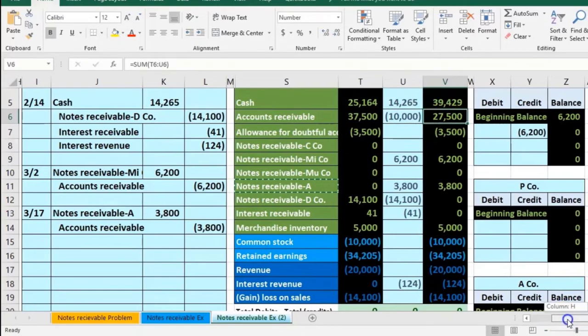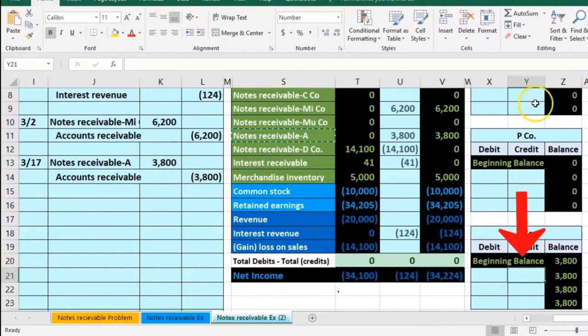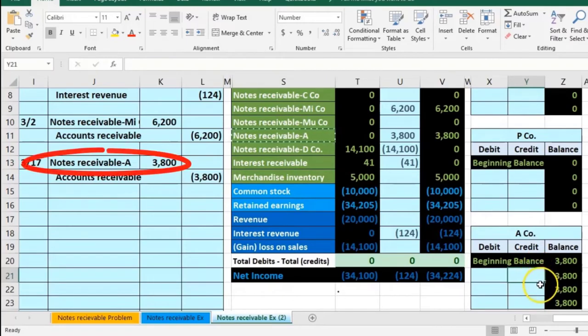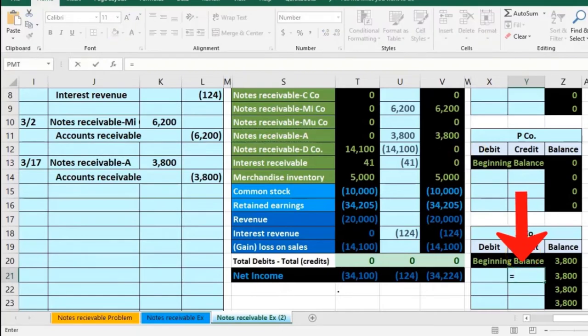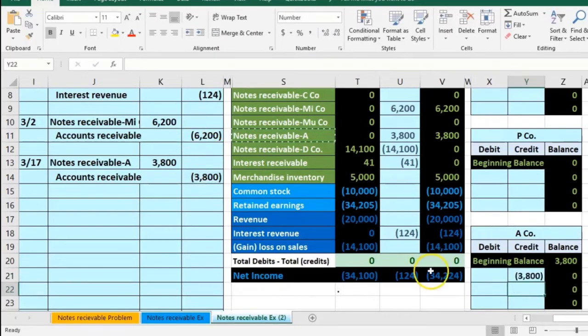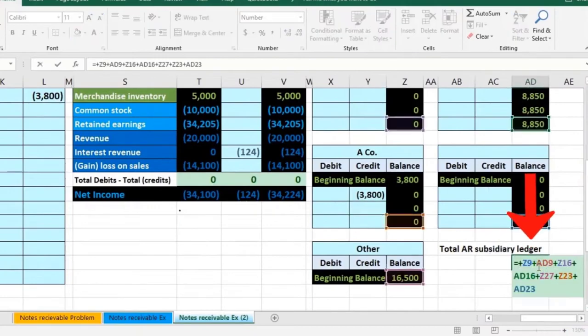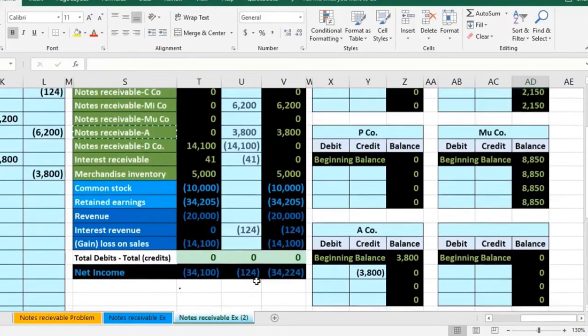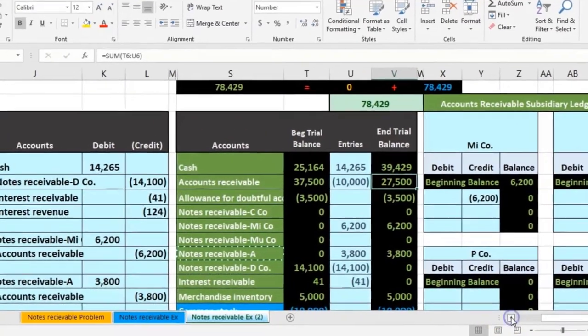We also need to record it over here in the subsidiary ledger. So there's the accounts receivable. We need to record it here in Y21 to show that A company doesn't owe us the receivable for accounts receivable, but for notes receivable now. So we're going to say equals, point to that 3,800 and enter. So now if we go down here, the accounts receivable went down. We add up all the people that owe us money, it adds up to 27,500. That then now tying out to what's on the trial balance, 27,500.